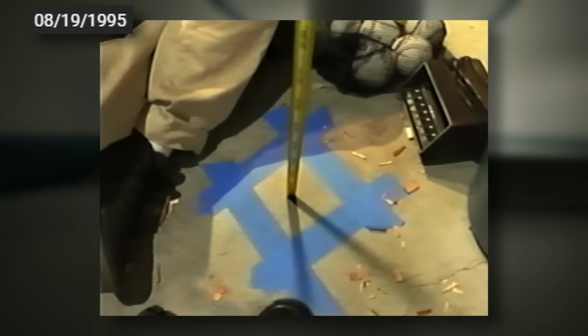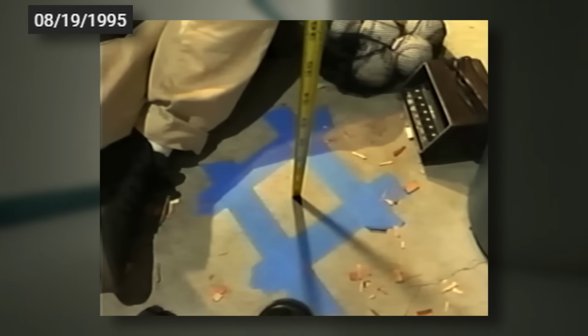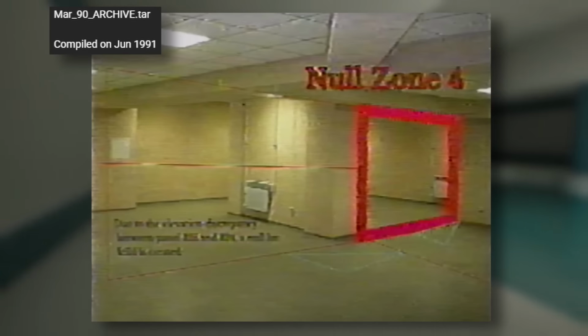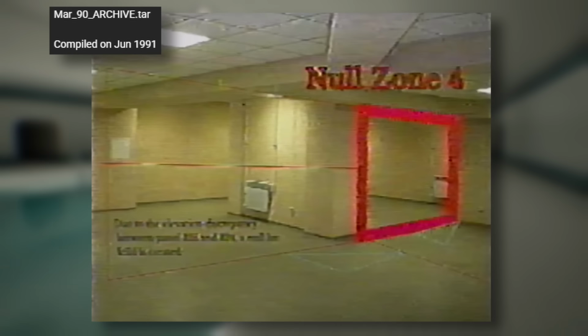This is best shown in Found Footage 2, when Madison's sustained interaction with the null zone causes it to suddenly expand and pull all surrounding objects and people into the complex. This specific diagram is shown to us in the archive.tar video as a blurry image.